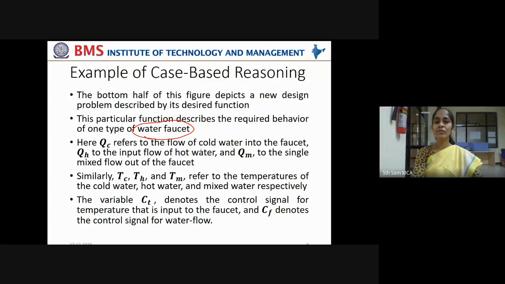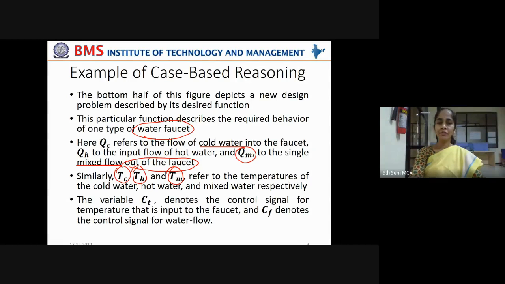Here, QC refers to the flow of cold water into the faucet, QH to the input flow of hot water, and QM to the single mixed flow out of the faucet. If this is the water flow of the cold water and this is the water flow of the hot water, what should be the water flow that is given as output? That is QM, that comes out of the tap. Similarly, if TC is the temperature of the cold water and TH is the temperature of the hot water, then TM should be the temperature of the output water from the tap.